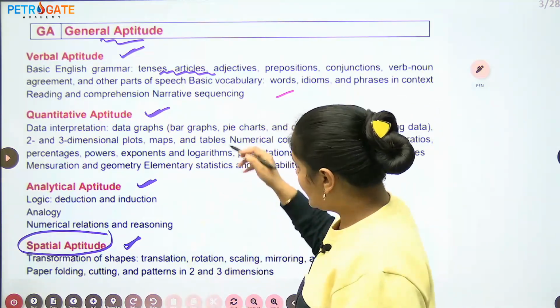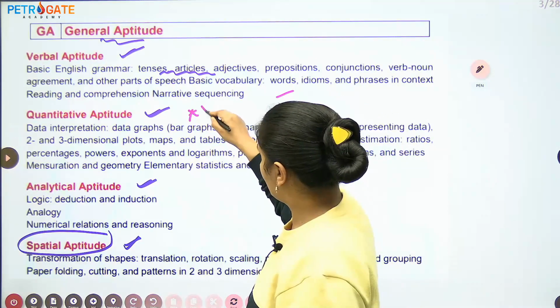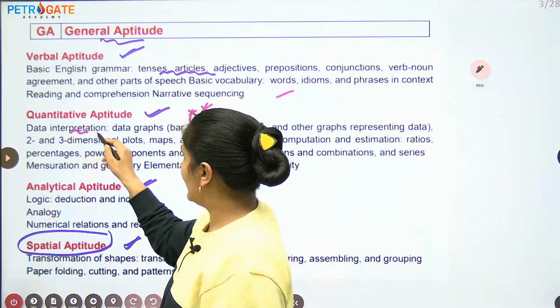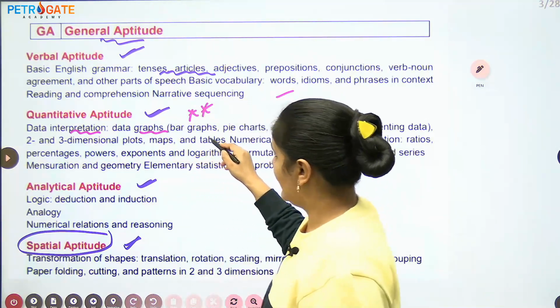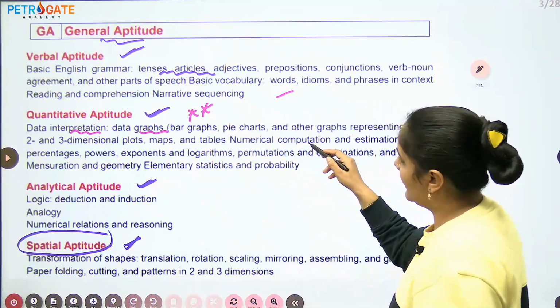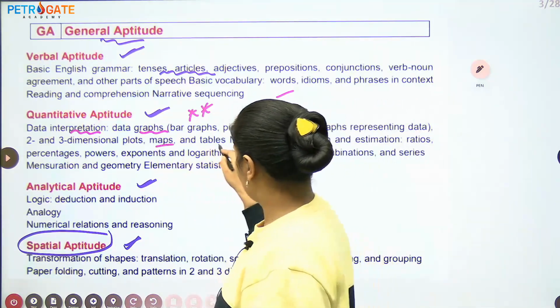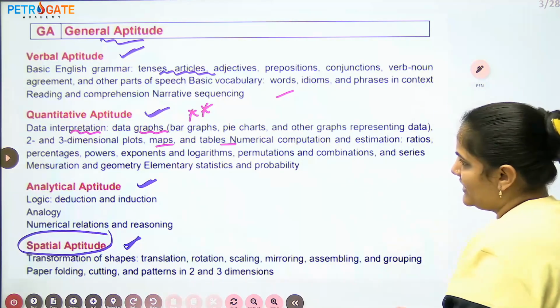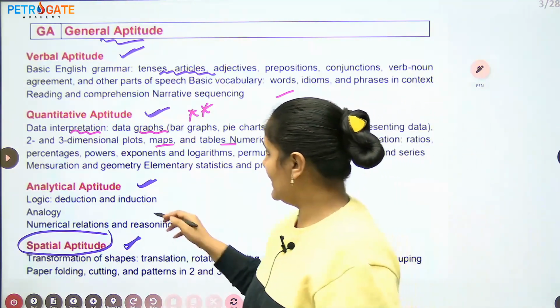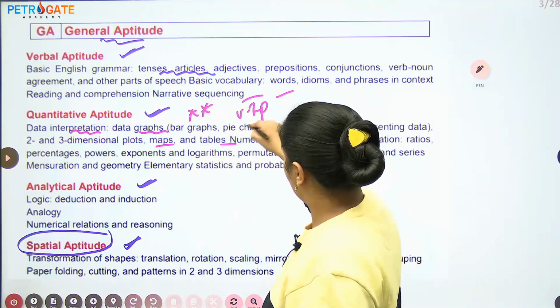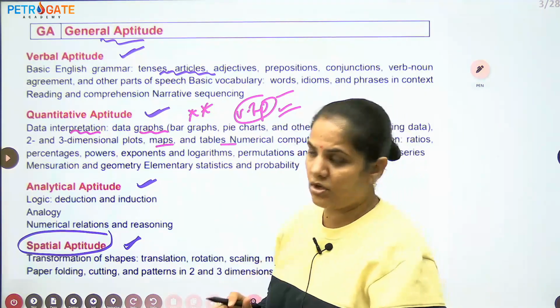In this session we are going to start with quantitative aptitude, guys. In quantitative aptitude, one segment is DI, that is data interpretation. Here we will discuss graphs, bar graphs, pie charts, other graphs, 2D and 3D plots, maps, tables, numerals, and all these things. Other than this is the quantitative aptitude session, which is a very important session. I will tell you so many things related to this topic.